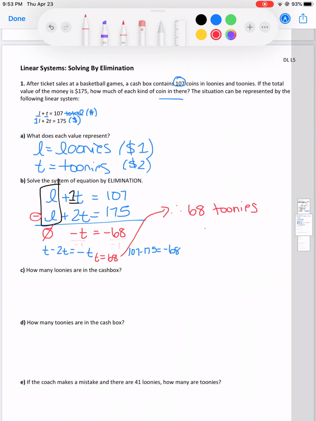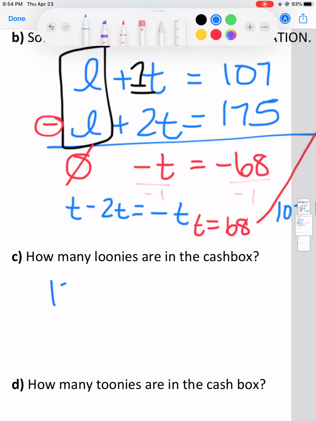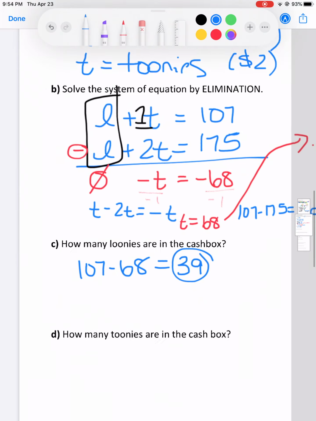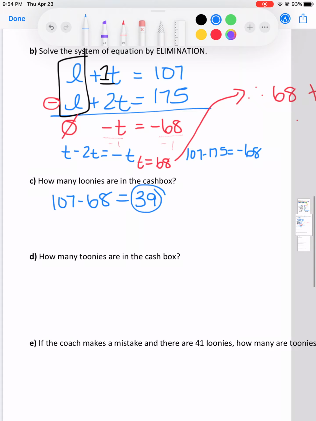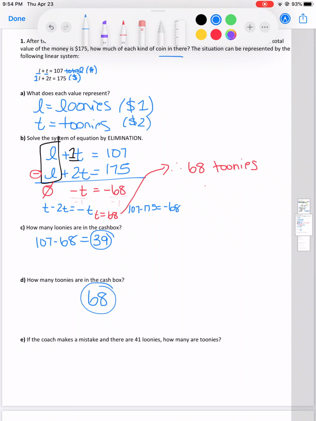Okay? So, how many loonies are in the cash box? Well, we just figured out we have 68 toonies, and we know there's 107 coins. So we're going to do 107 minus 68. And we get 39. So there's 39 loonies in the cash box. How many toonies are there? Well, we've already figured that out. That's 68.